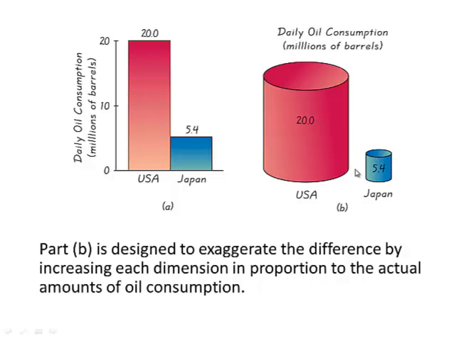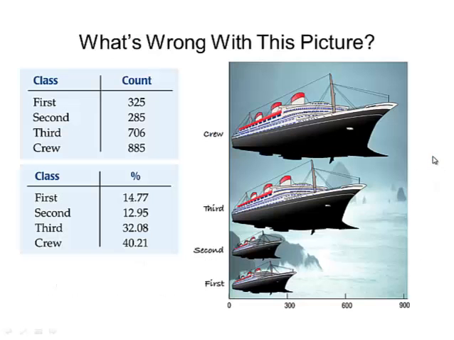The proportion of the difference is not correct. This is misleading. Okay, here's another example of a pictograph. These are the people who died in the Titanic. There were 325 in first class, 285 in second, 706 in the third, and the crew was 885.